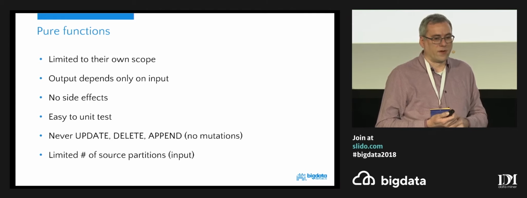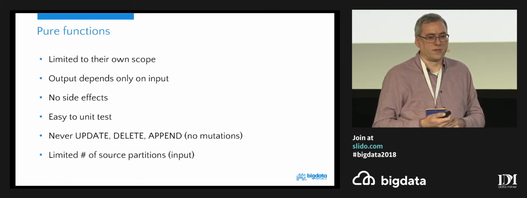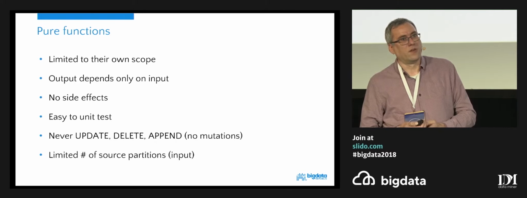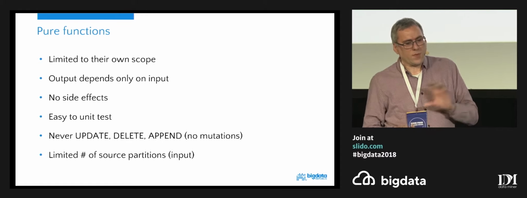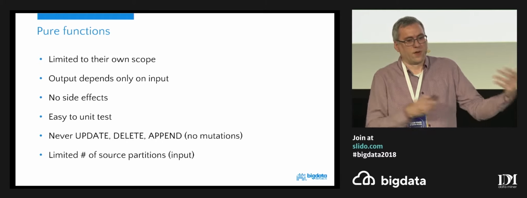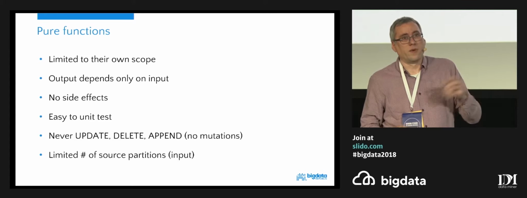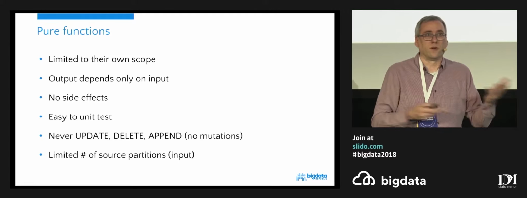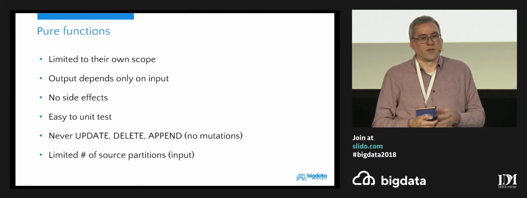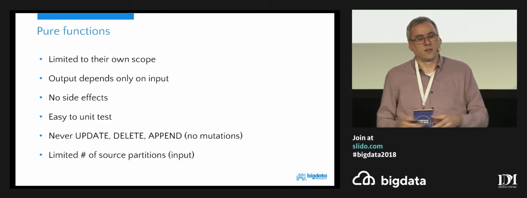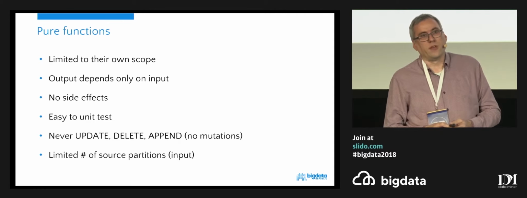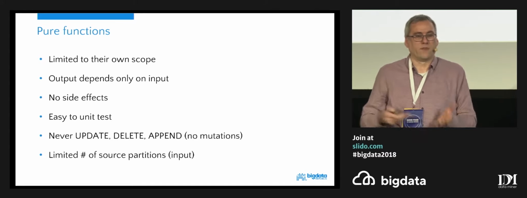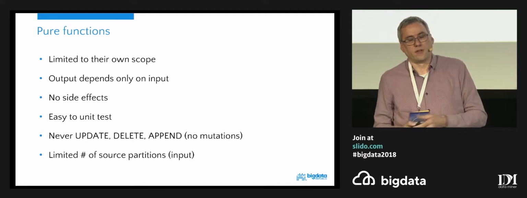Pure functions are basically from functional programming, and they're defined as limited to their own scope, and the output depends only on their input. So if you have a function with a particular input parameter x, then it will always produce the output only depending on that input itself. There are no side effects in the functions, so it doesn't open files or do other things that might have some side effects in other systems. And that makes them very easy to unit test because you don't have to deal with global variables or other state that you have to maintain. You just call a function and that is it.